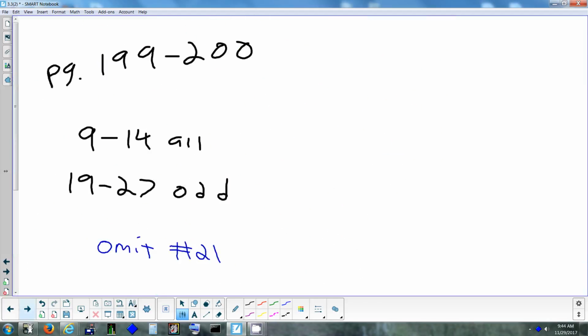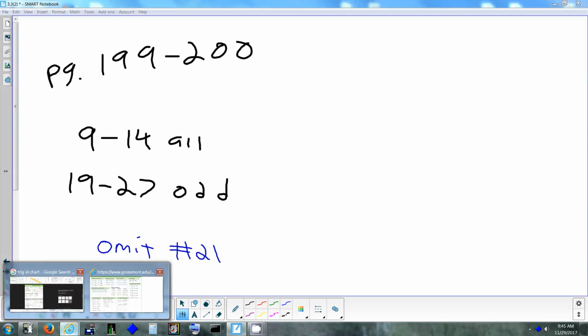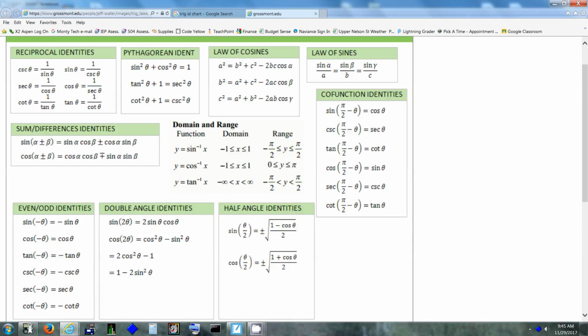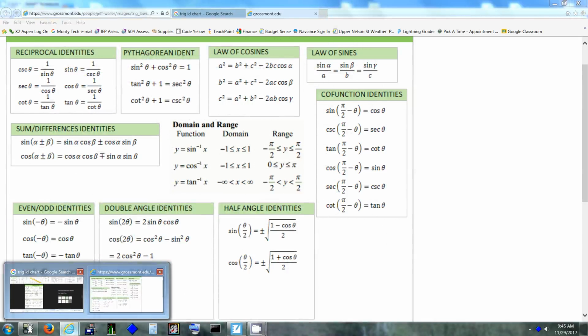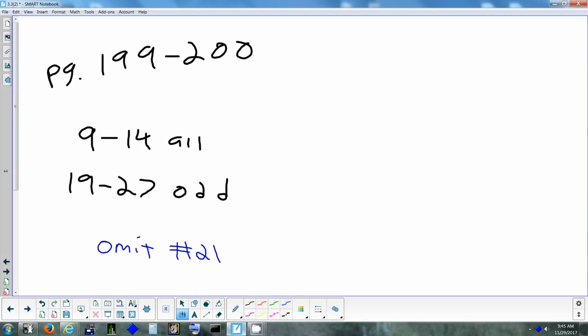So the homework is on page 199 and it goes on to 200. I think 9 to 14 all is where they tell you the first step. And then 19 to 27 odd. Those are more like what we did in class. You can skip 21, because 21 involves another formula I haven't taught you having to do with even-odd identities. We don't really study those in this class this week. So skip 21.